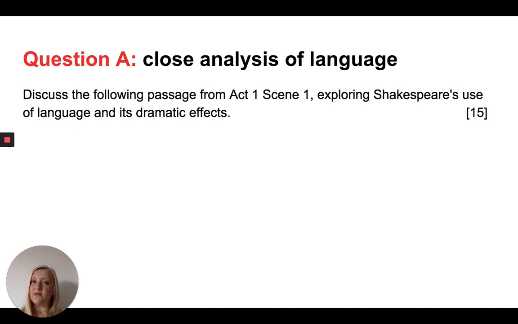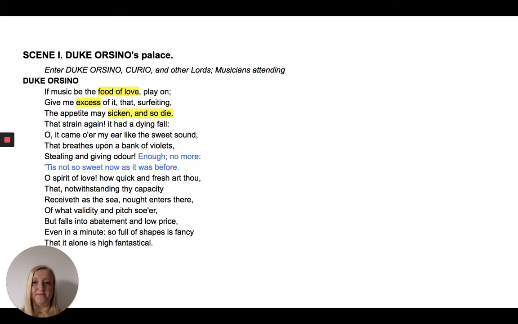So if we were in the classroom now, I'd probably be giving each of you on your tables a copy of the extract, asking you to work through it, highlighting it, noticing what you are picking out in terms of language. So let's do that together.